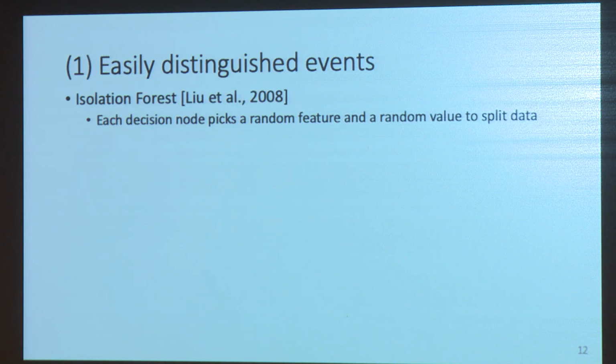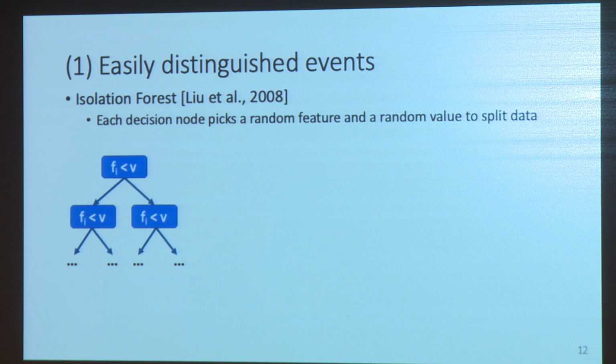OK, one other approach to finding easily distinguished events is something called the isolation forest. And I'm actually curious, how many people have heard of the isolation forest? So a few people. How about decision tree? Oh, wow, almost everybody. That's fantastic. So if you know what a decision tree is, you are already like 90% of the way there.